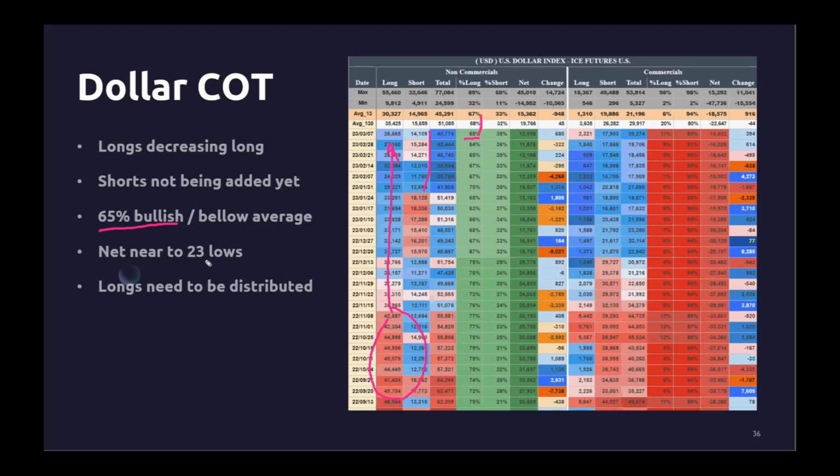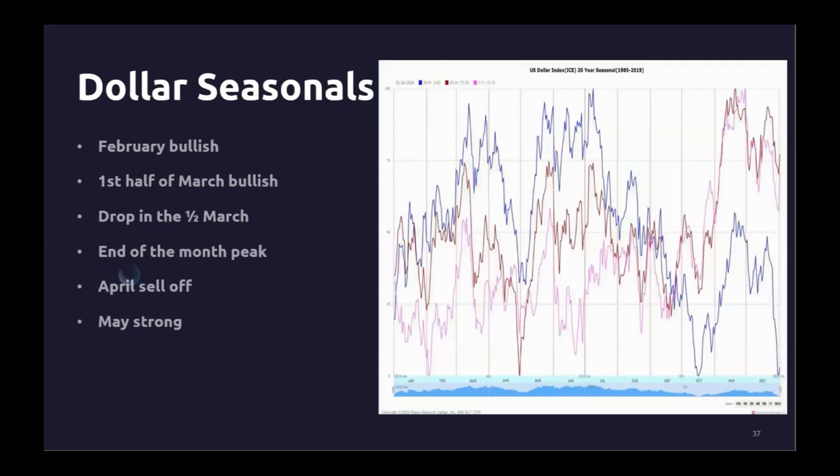So it's going down currently, right? And it's near to the net. What is this? My note. Net near to 23 lows. Okay. So net positions 12K is a 2023 low, right? So net positions are quite lower. So longs, what I think is that these longs should be distributed a bit higher. Anyway, let's go to the seasonals.